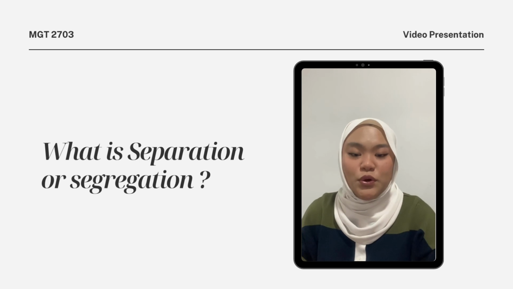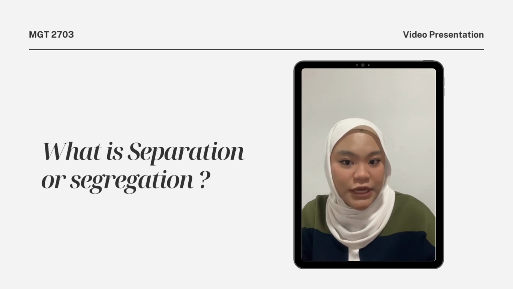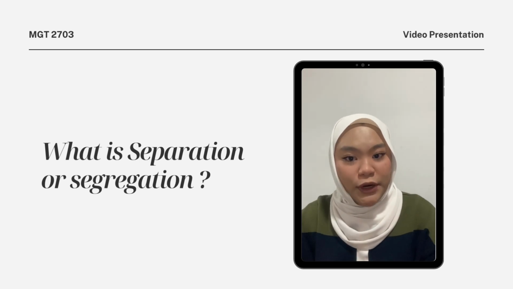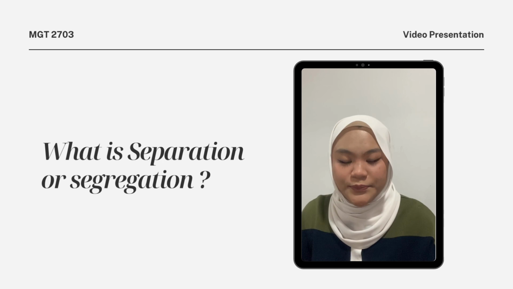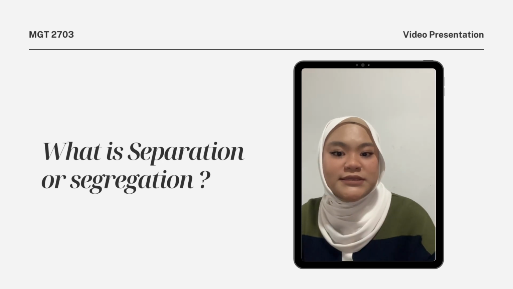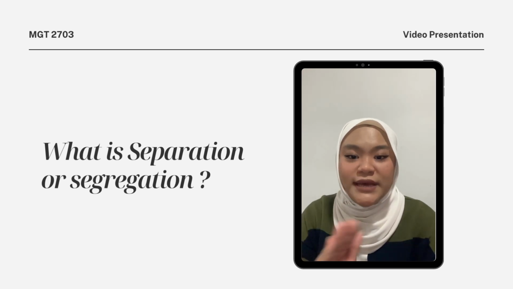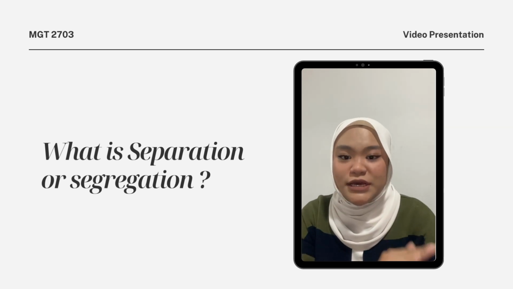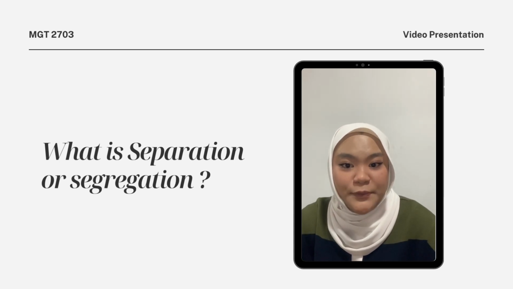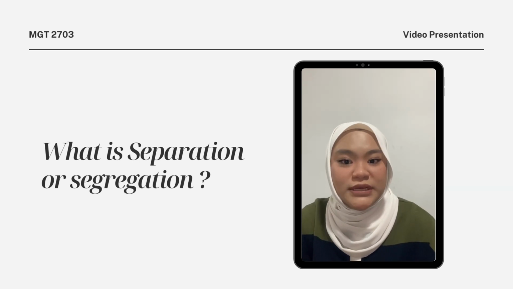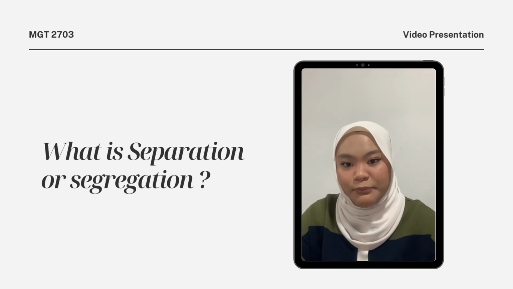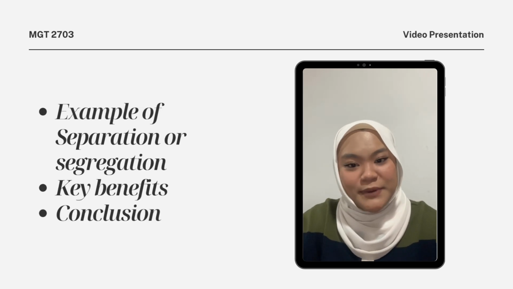What is separation or segregation? Separation or segregation means keeping important resources, processes, or people apart to reduce the impact of risk. In simple words, if one area is affected by a problem, the others can still keep going. Why is separation or segregation useful in risk management? It helps to limit the losses and keep the operation running even if one of the parts fails.